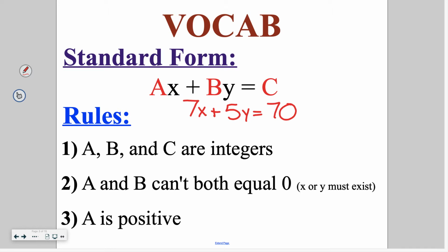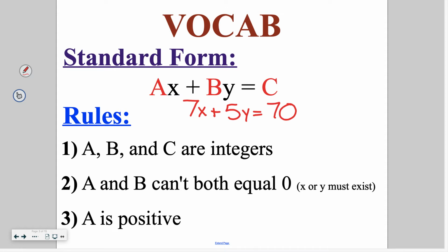There are a few rules that need to be followed when it comes to A, B, and C. The first rule is that A, B, and C must be integers. If you recall from chapter 1, an integer is a positive or negative whole number or the number 0. So again, those are the numbers that show up on the number line. So A, B, and C have to be numbers that show up on the number line.